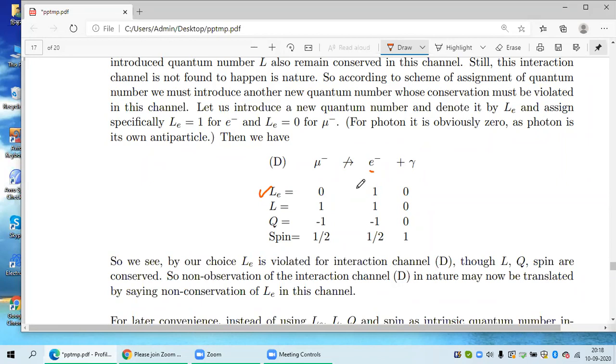Put 0 for all. Now just take at least the one to whom I can't give a 0. So try to force 0 to all. So give it 1, and if I give 0 to others, then LE is not conserved in this reaction. So this way of introducing LE at least justifies that this reaction will not happen. Is it clear, everybody?